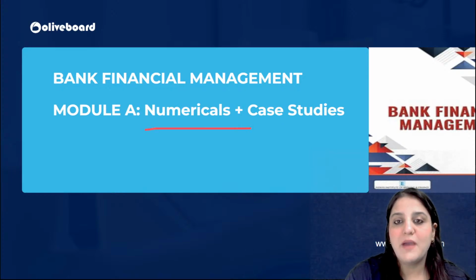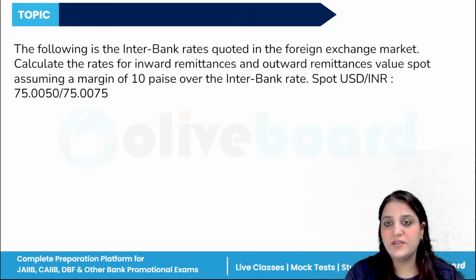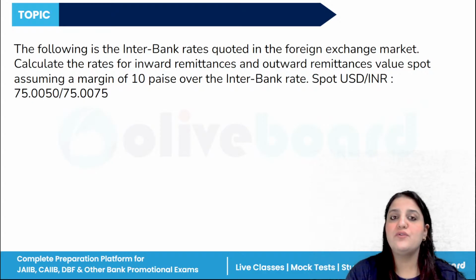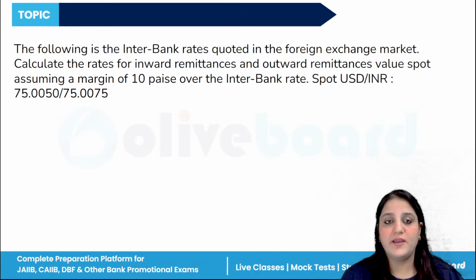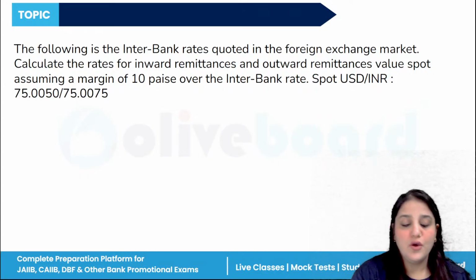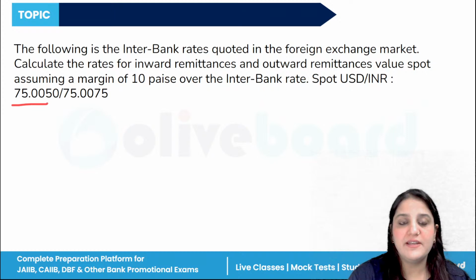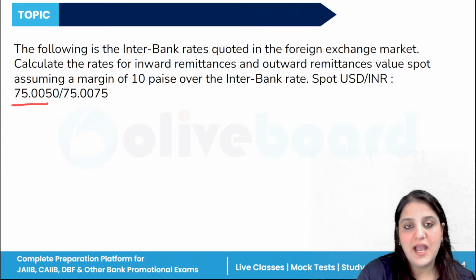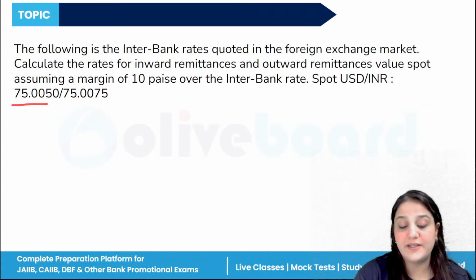So in this numericals plus case studies, the first numerical is in front of you. The following is the interbank rate that is quoted in the foreign exchange market. We have to calculate the rate for inward remittance and outward remittance value spot, assuming a margin of 10 paise over the interbank rate, and spot is US dollar INR 75.0050 and 75.0075. So how to find the rate?